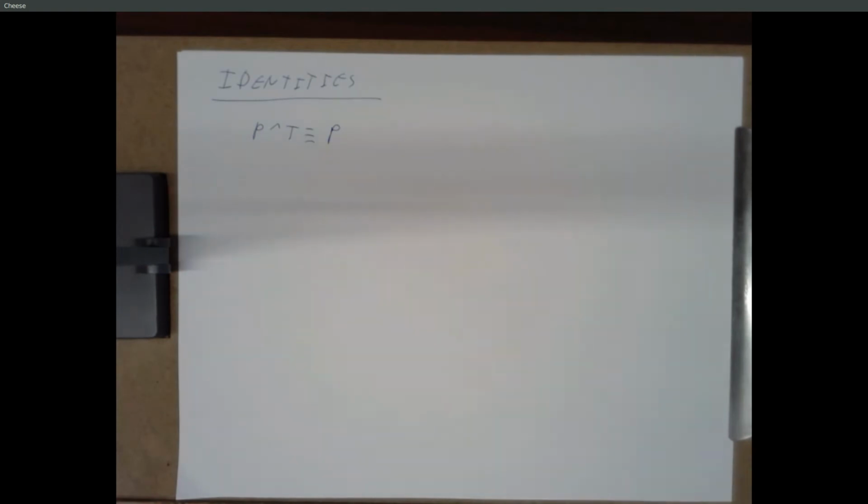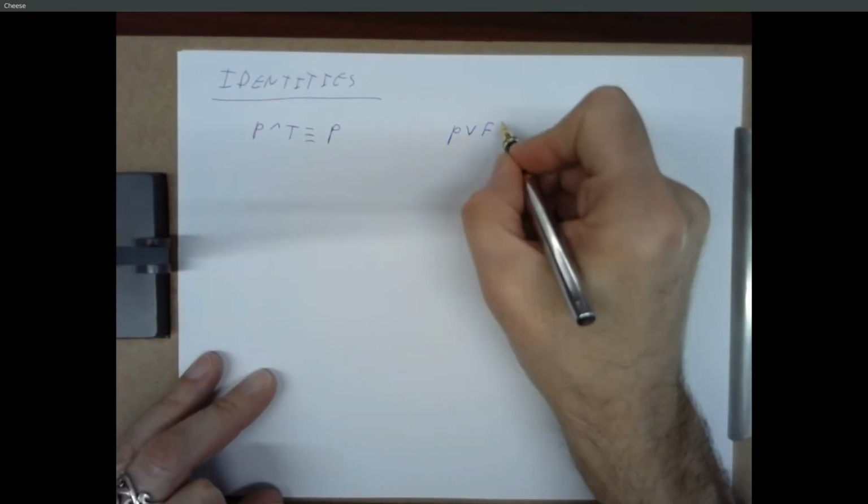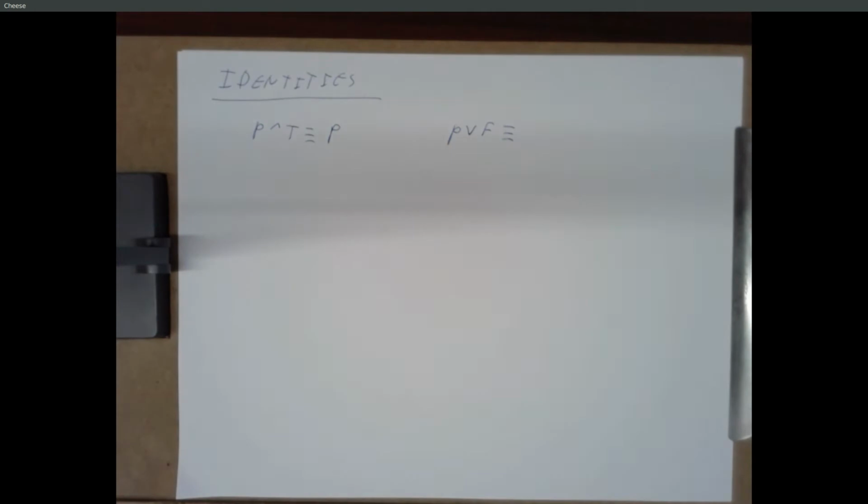Saying this statement is true and true is exactly the same truth value as just saying this statement is true. And similarly, P or false is logically equivalent to just P.